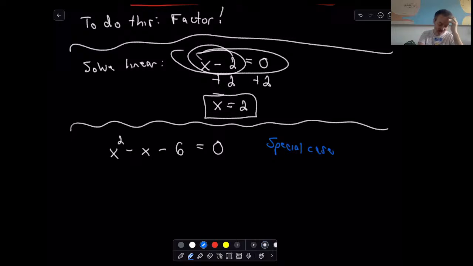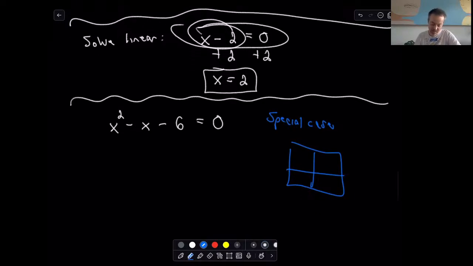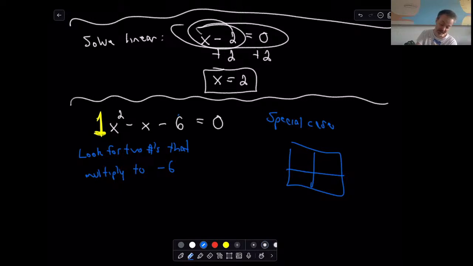And I think this is where they do that whole box method. I forget exactly what they do. I could look it up, but this is the special case, and the reason why it's a special case is because the coefficient on the x squared is just a positive 1. So in this case, we look for two numbers that multiply to -6. If this special case is satisfied, you look for two numbers that multiply to the constant and add up to whatever the coefficient on x is, which in this case is a -1.